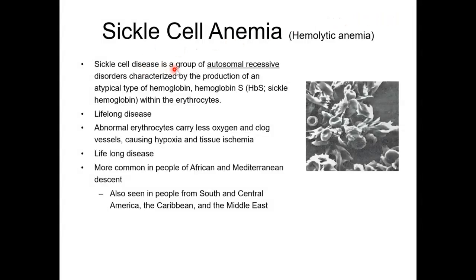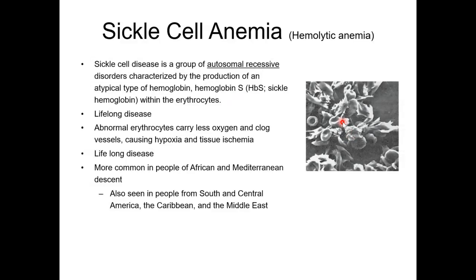So sickle cell disease is a group of autosomal recessive disorders. So it's a genetic mutation. Remember, autosomal recessive, they need one gene from each parent, and then it gives them a 25% chance of getting the disease. It's characterized by a production of an atypical type of hemoglobin, which is referred to as hemoglobin S, the sickle hemoglobin within the red blood cells.